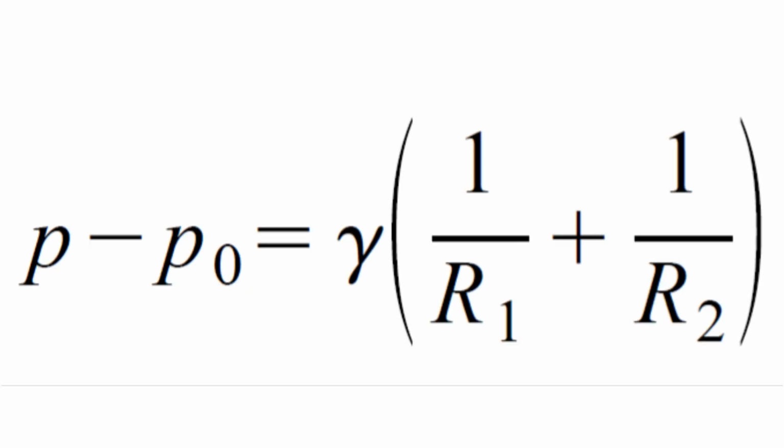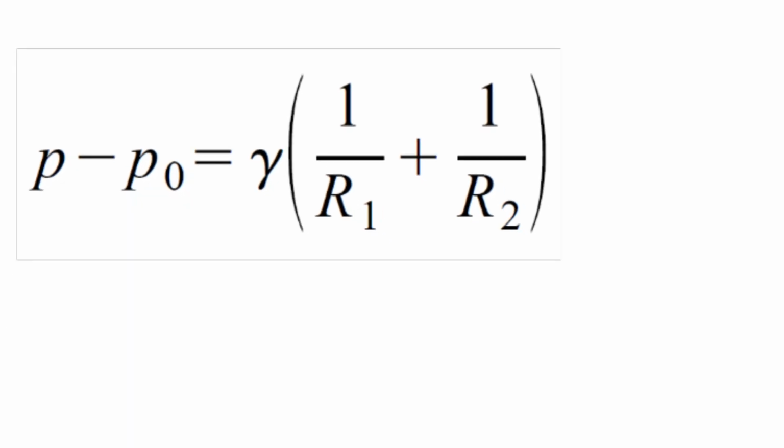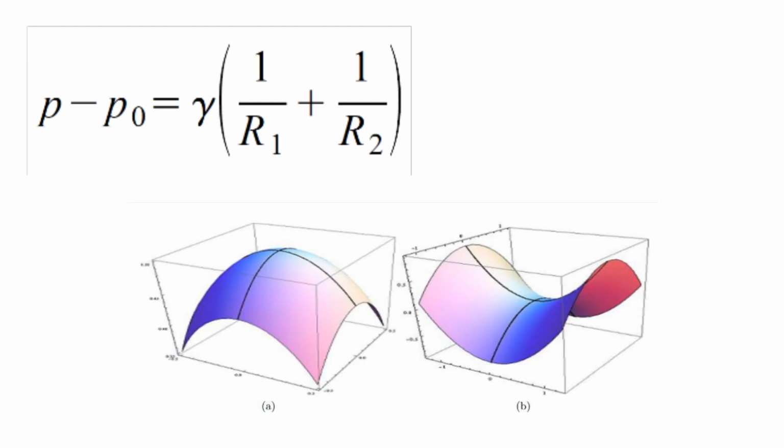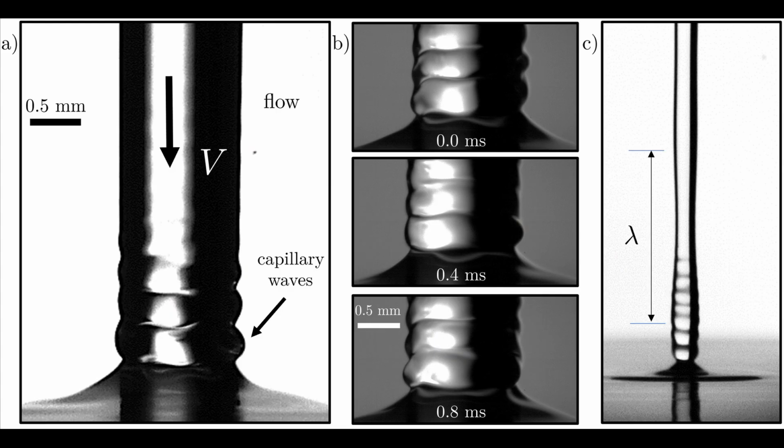We can briefly analyze the way the capillary waves are generated by the Young-Laplace equation, which gives the excess pressure inside a closed surface. In the equation, gamma represents the surface tension. R1 and R2 are the orthogonal radii of curvature of the closed surface. Suppose the lower part of the jet has a radius of r and it resembles a cylindrical water column moving down at constant velocity v.